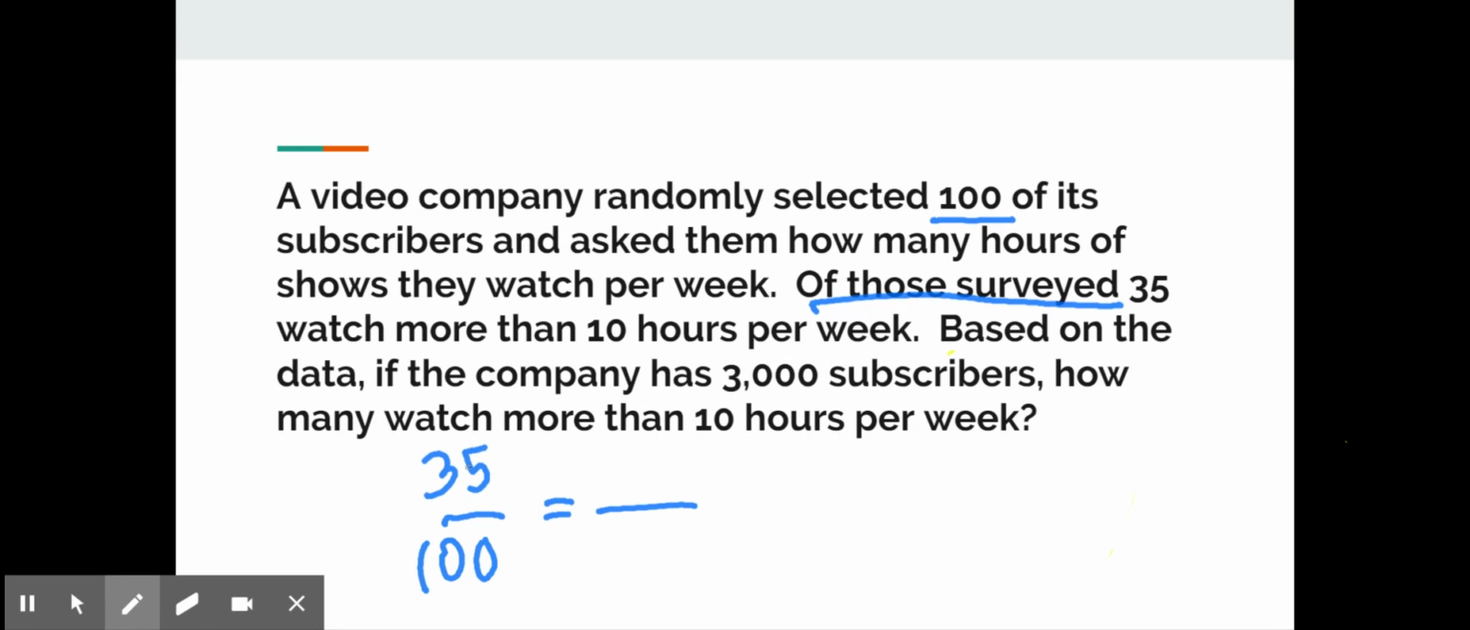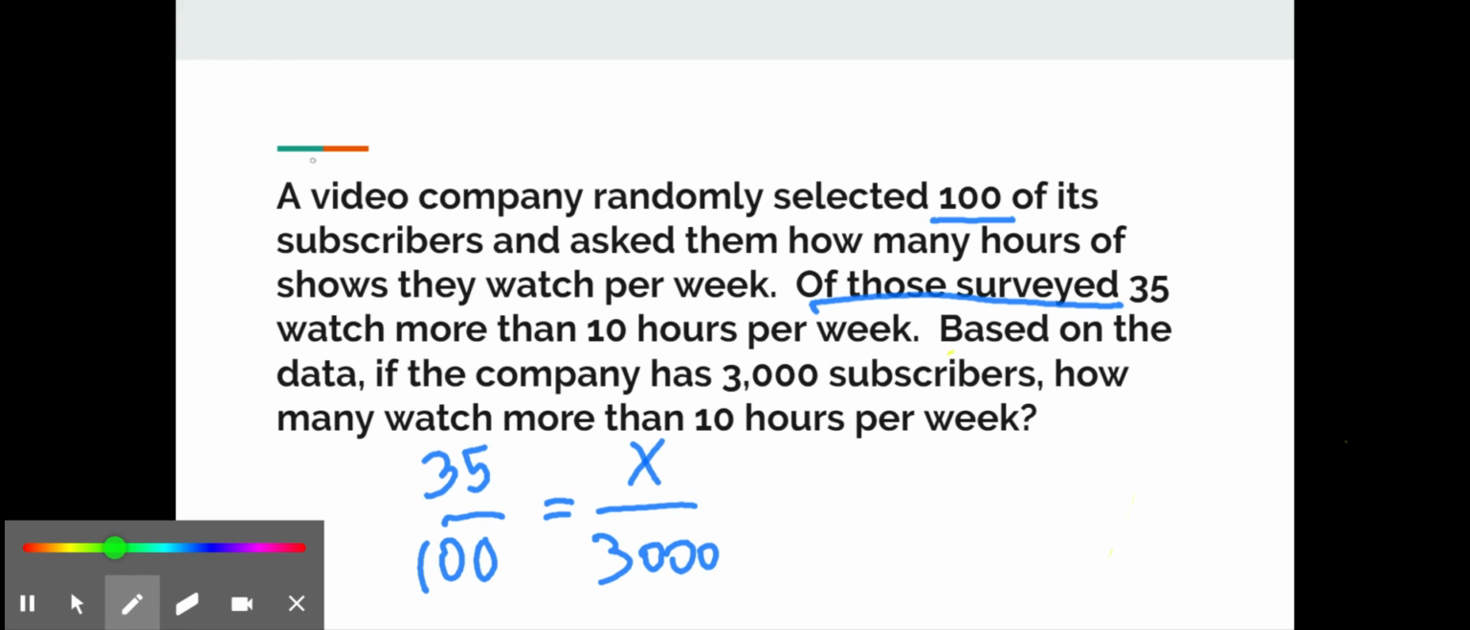Now, based on the data, if the company has 3,000 subscribers, how many watch more than 10 hours per week? So we're making an inference about the population based on the sample that we created. In a previous video, you learned about how to do this.